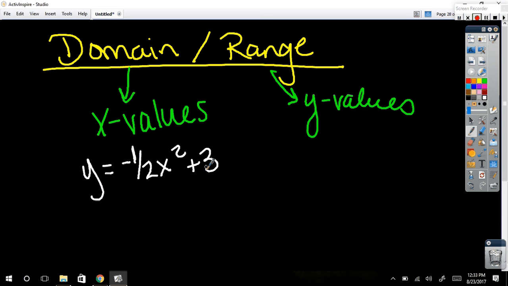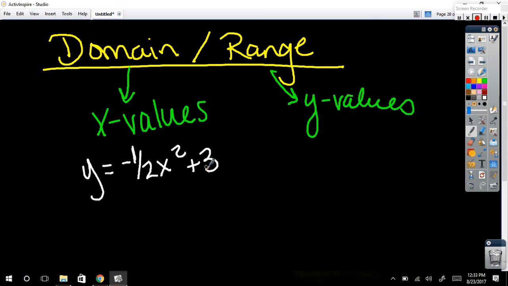Correct. And if you think about it, things that would keep you from putting anything in would be if I had x in the denominator, because you can never have what in the denominator of a fraction? 0. So x couldn't be 0. If I had a radical, what can you never put under a radical? Negative, right? So if I had the square root of x, then there would be things that I couldn't put in for x. Do you see where I'm going with that?